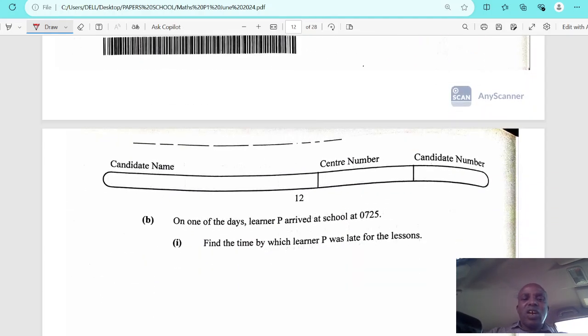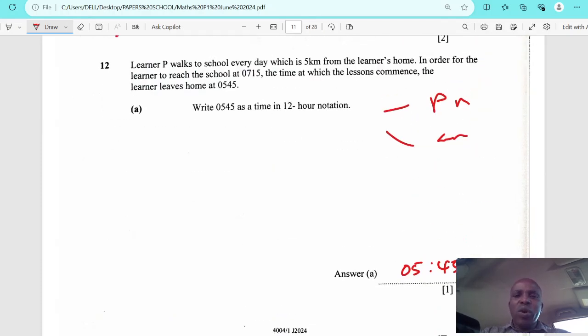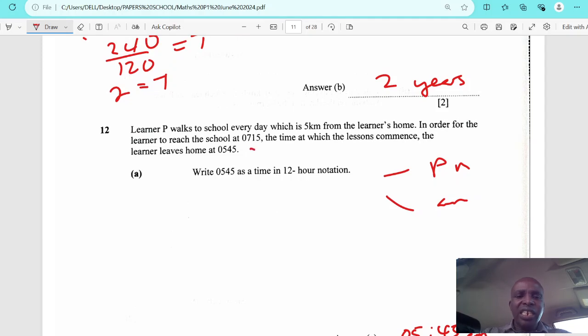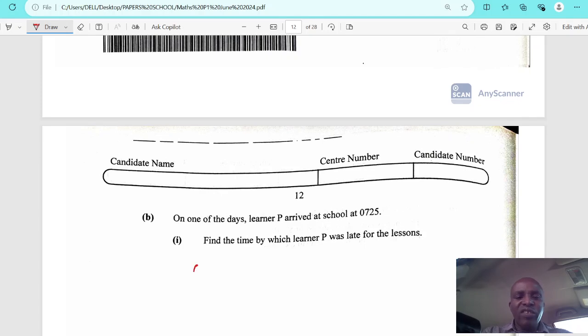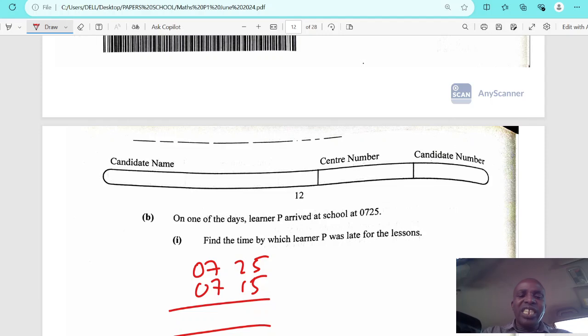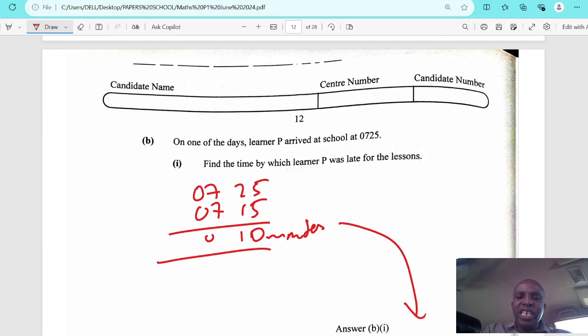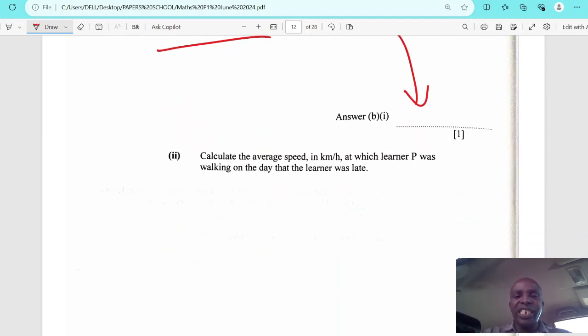Then next, on one of the days, learner P arrived at school at 7:25. Find the time by which learner P was late for the lessons. What time are the lessons starting? It is 7:15, but this one, 7:25. So let's subtract 7:25 minus 7:15. That's the time by which this guy was late for the lessons. So it's 10 minutes. Then you put your answer here, it's 10 minutes. He was late by 10 minutes.